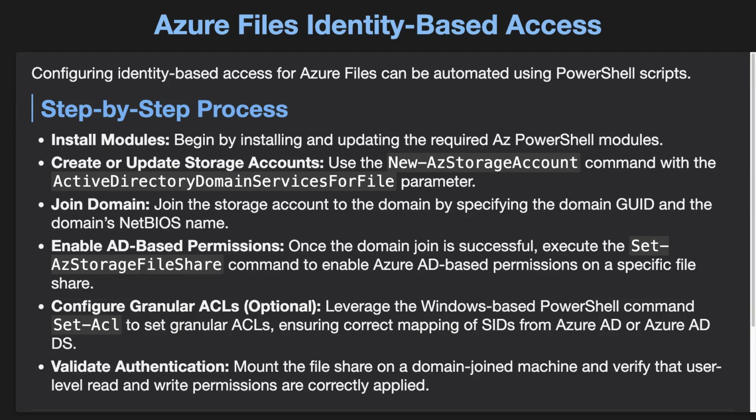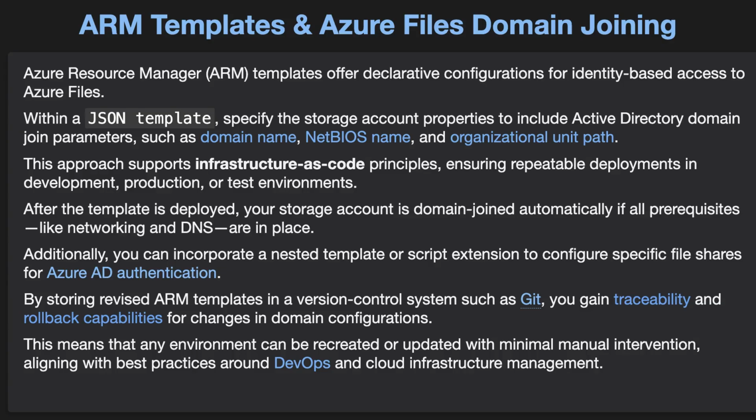Validate authentication by mounting the file share on a domain joined machine and verifying user-level read and write permissions. This script-based workflow allows organizations to standardize deployments across multiple environments, ensuring consistent settings and reducing the potential for human error during manual configuration. Azure Resource Manager, ARM, templates offer declarative configurations for identity-based access to Azure Files.